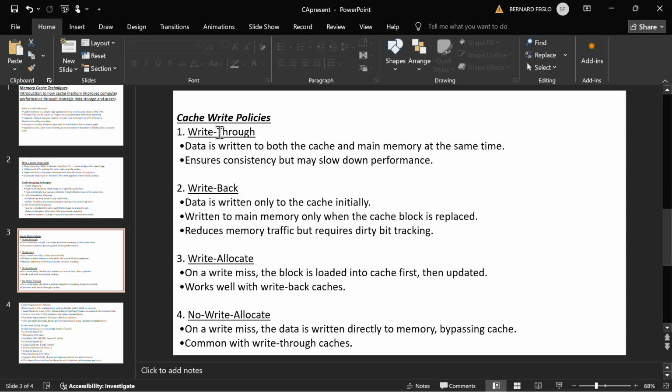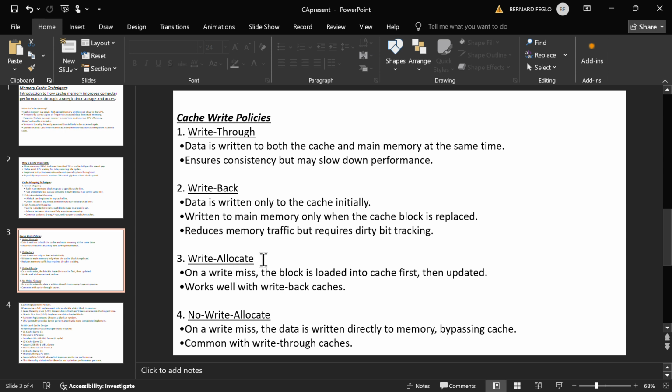And now let's move to the cache write policies. The first one is the write through. In the write through, data is written to both the cache and main memory at the same time. It ensures consistency, but it may slow down performance of the system. And secondly, we have the write back. In the write back, data is written only to the cache initially. It's written to main memory only when the cache block is replaced. It also reduces memory traffic but requires dirty bit tracking.